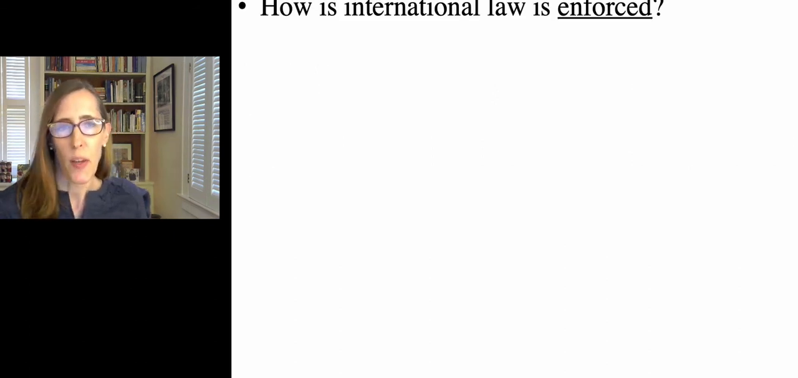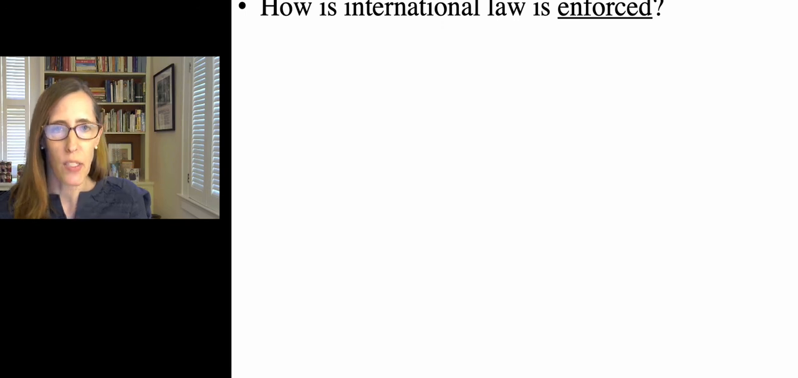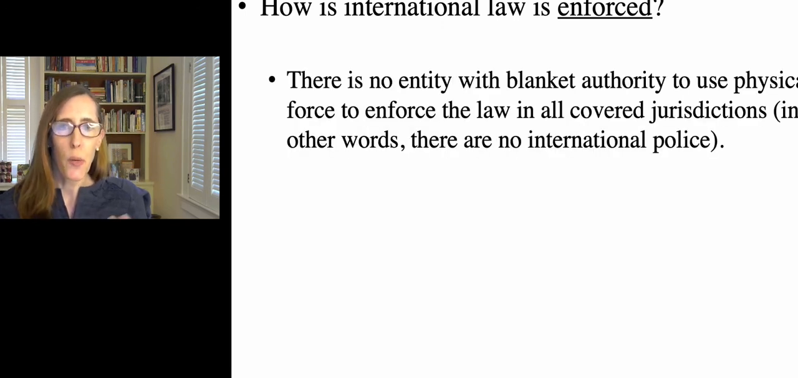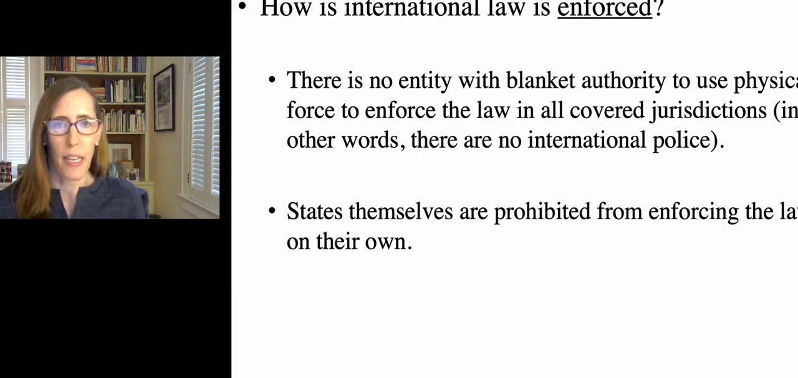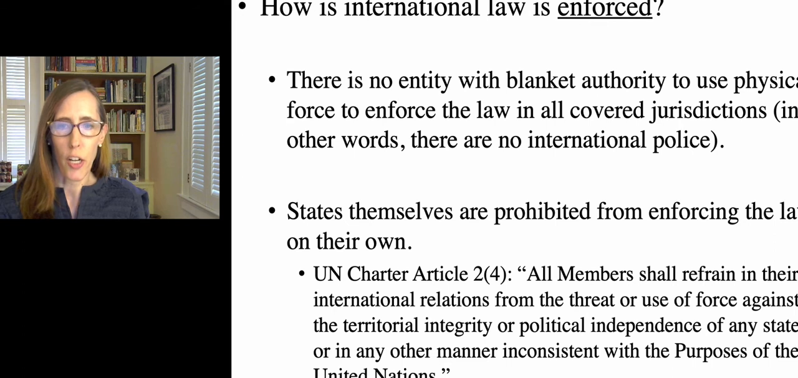So this brings us to the question, how is international law enforced? So we just talked about one of the key institutions for resolving disputes, but how does enforcement take place? There's no blanket entity with authority to use physical force to enforce the law in all covered jurisdictions. So there are no international police to enforce the law. And states themselves are prohibited from enforcing a law on themselves. They can't take the matters into their own hands because under the UN Charter, Article 2.4 prohibits states from using force against one another.